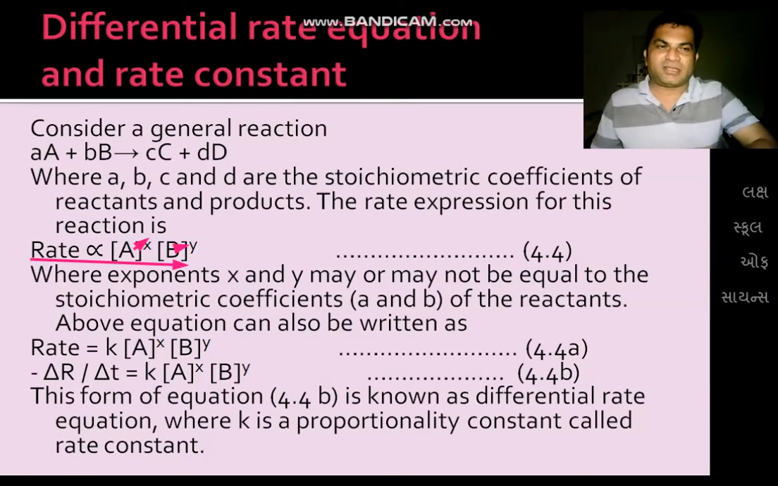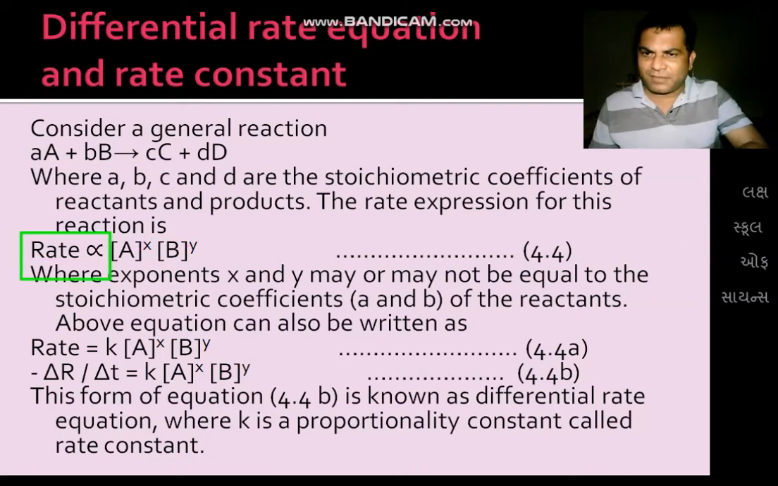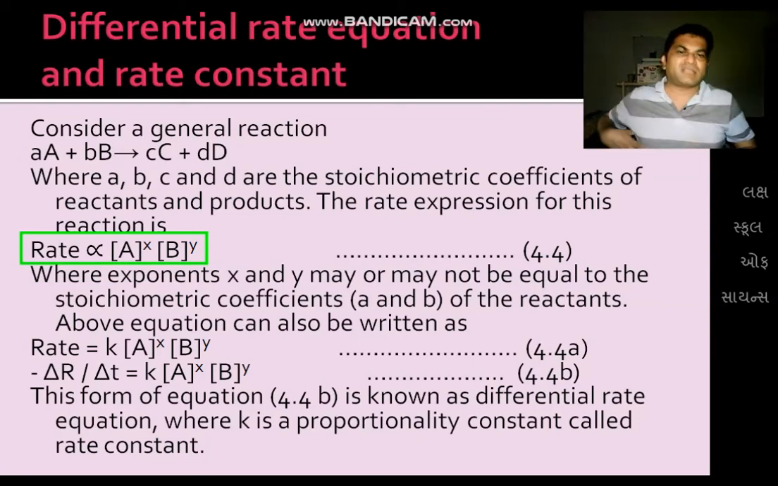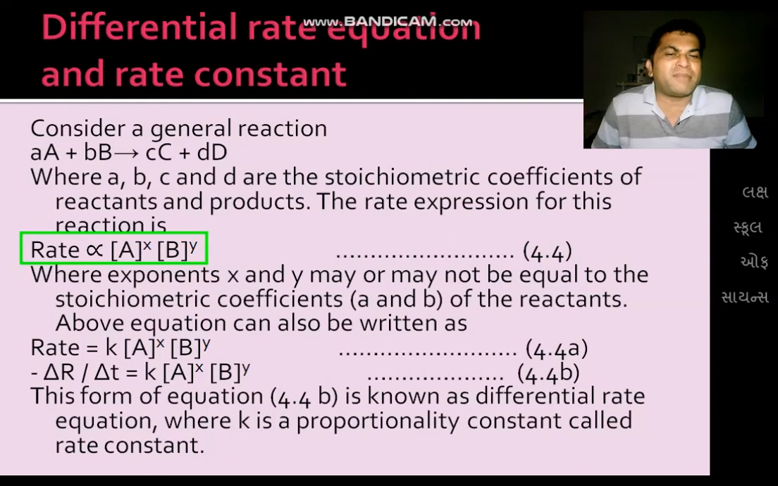So this equation, જે આપણા પાસે આ ઇક્વેશન બચ્યું છે, this equation is known as rate law. આ ઇક્વેશનને આપણે rate law તરીકે ઓળખીશું. This is the rate law, equation 4.4, where exponents x and y may or may not be equal to the stoichiometric coefficients. હોઈ પણ શકે અને ન પણ હોઈ શકે, ધ્યાન રાખજો. The rate above equation can also be written as.